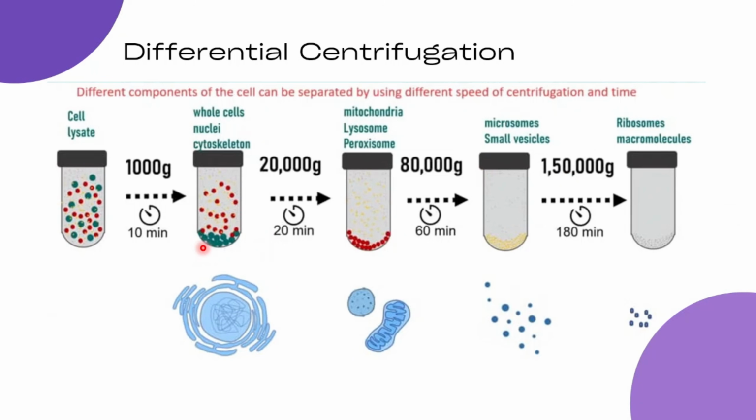Now, each of these pellets that have been separated can be reconstituted or taken elsewhere to study further, and this is how scientists study different components of the cell. They separate them using differential centrifugation first.